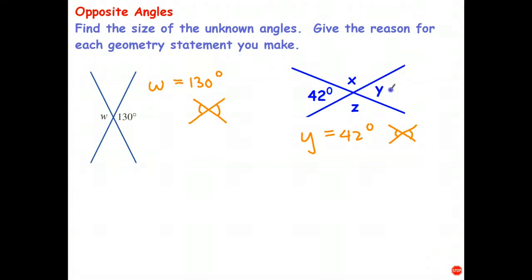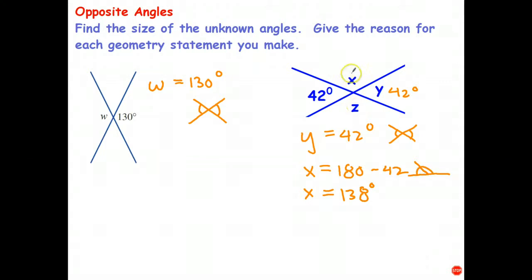Now once I know that y is 42 degrees, I can use the fact that these two angles make a straight angle, or those two angles make a straight angle. So I can say therefore x is 180, don't want the degree symbol for that, 180 take 42, so x equals 138 degrees. And the justification for that is angles on a straight line add to 180.